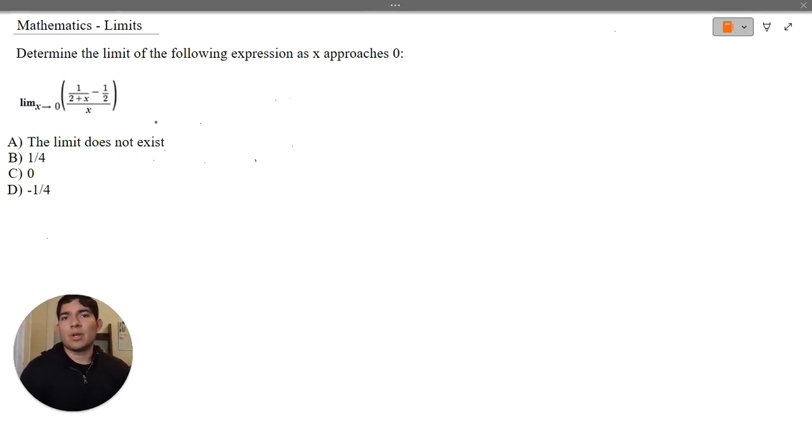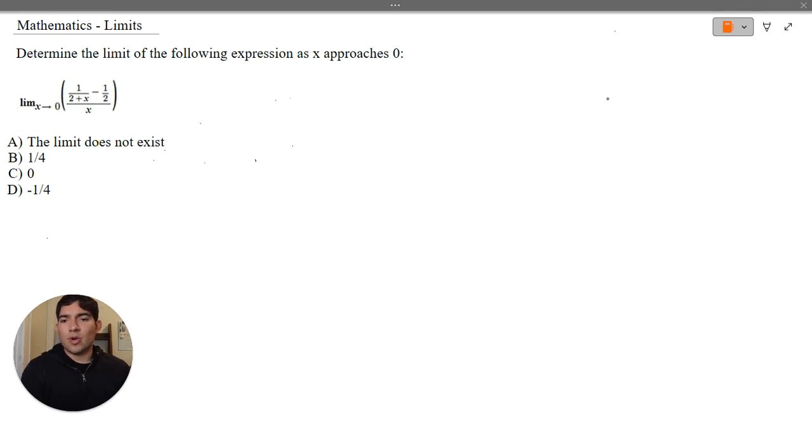Today we're going to be doing an FE review mathematics problem. In this case we're going to be evaluating a limit. So in this case we're given this limit and we're asked to evaluate the expression as x approaches 0. And then we're given a few choices. Either the limit doesn't exist, it's 1/4, 0, or negative 1/4.